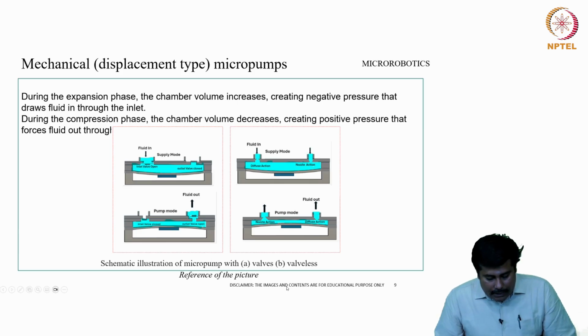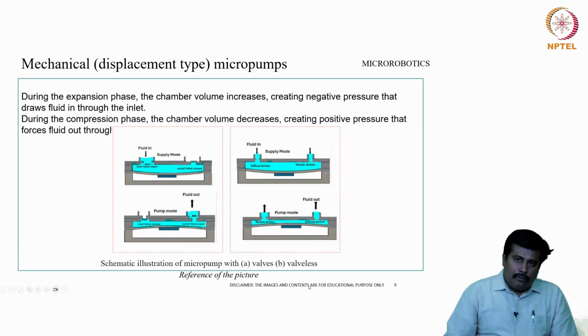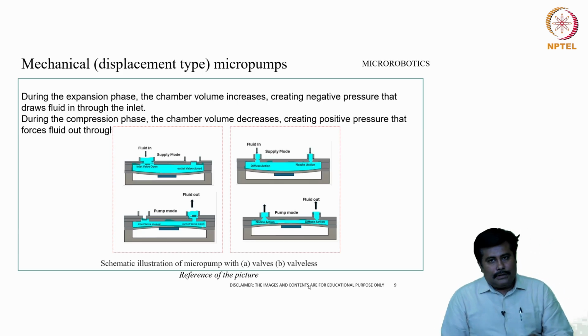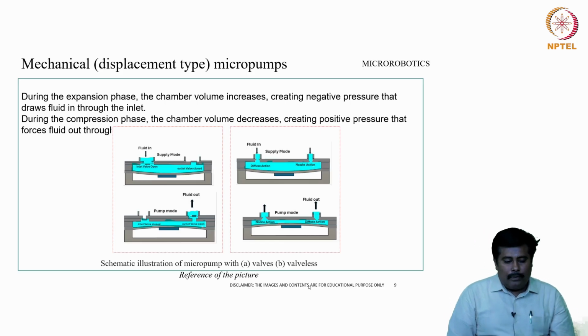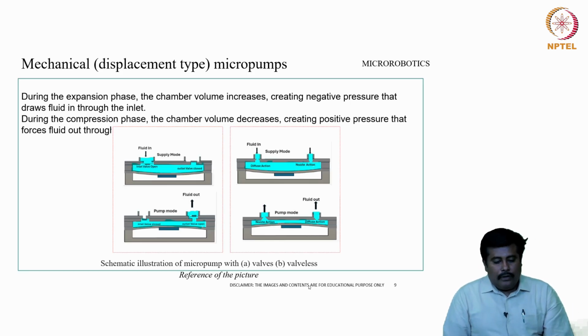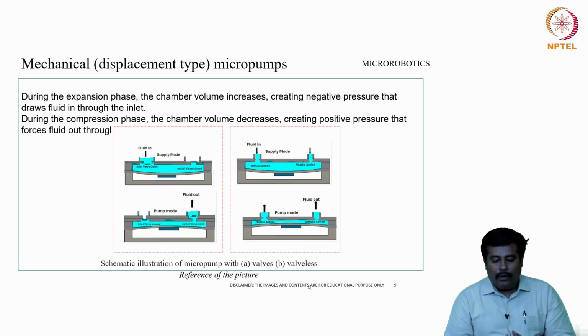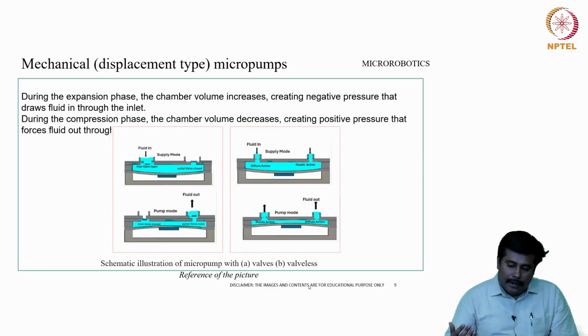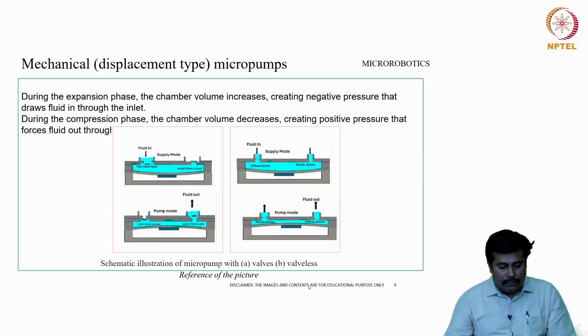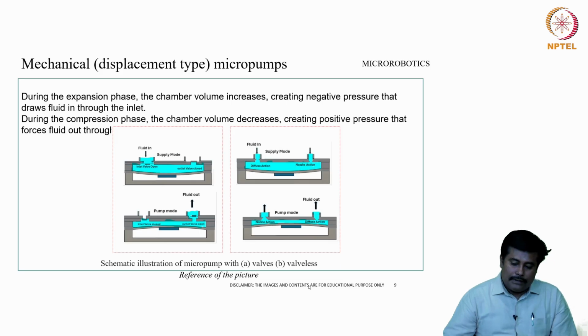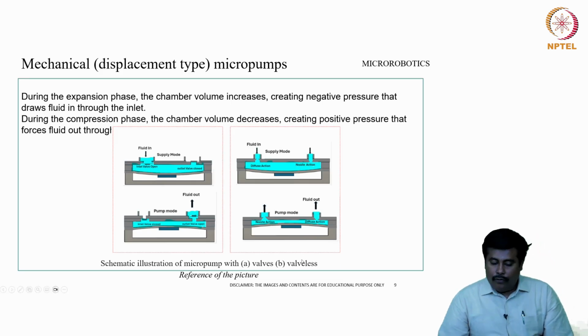Now, let us discuss the configuration. One of the key configurations of micropumps is the valveless micropump and the valve micropump. In the case of a valve micropump, during the expansion phase the chamber volume increases, creating a negative pressure that draws the fluid in, and during the compression phase the chamber volume decreases and creates a positive pressure that forces the liquid to flow through.